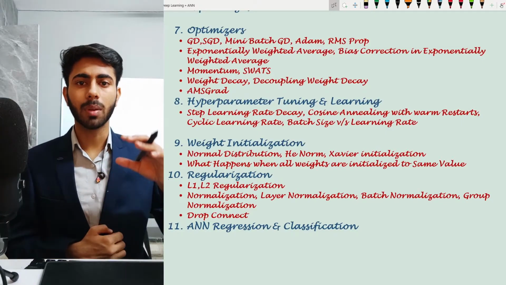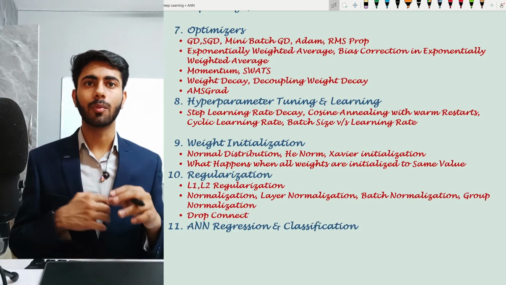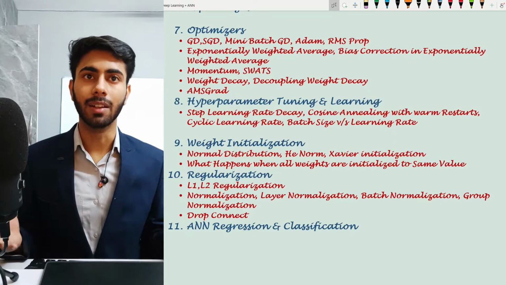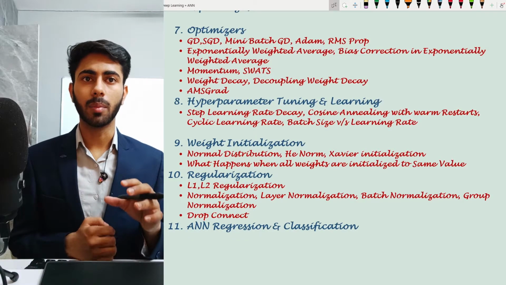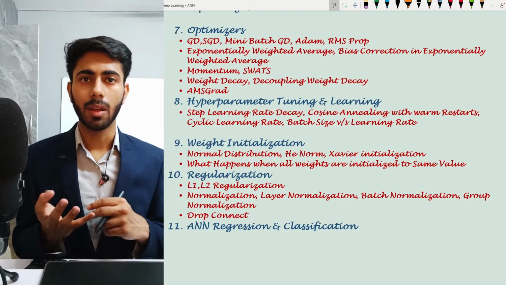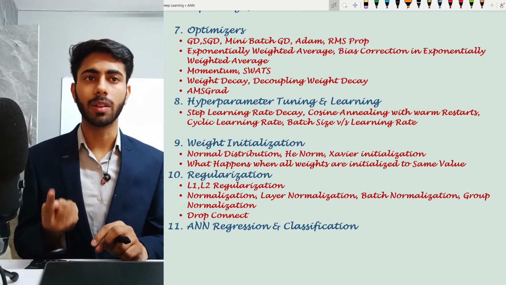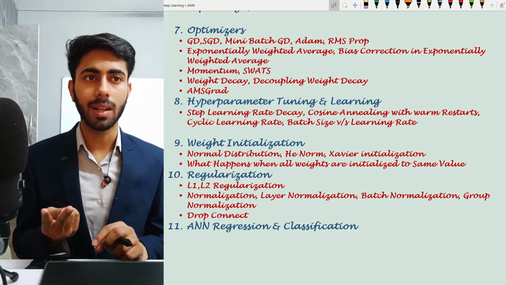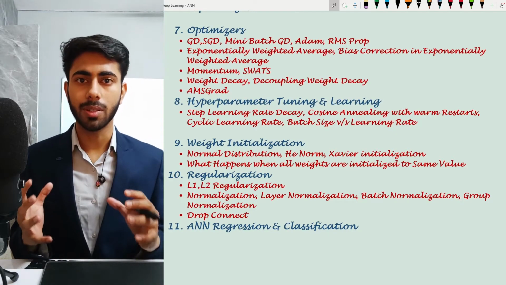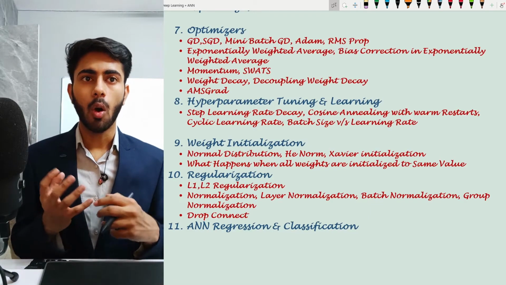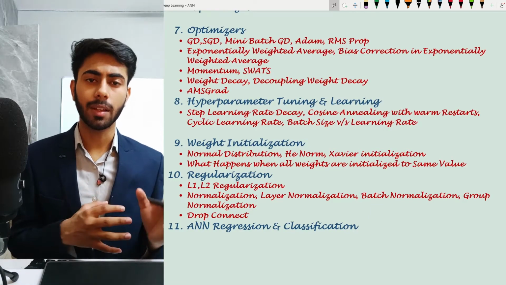So once all the optimizers have been covered, we will be dealing with hyperparameter tuning and learning rate. Once hyperparameter tuning has been covered, we will learn about weight initialization techniques. We will be seeing what is normal distribution, He normal initialization, Xavier initialization, and we will also answer the question of what happens when all the weights are initialized to the same value.